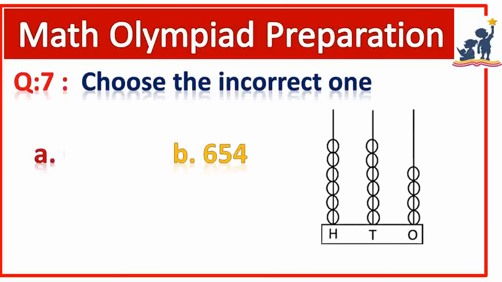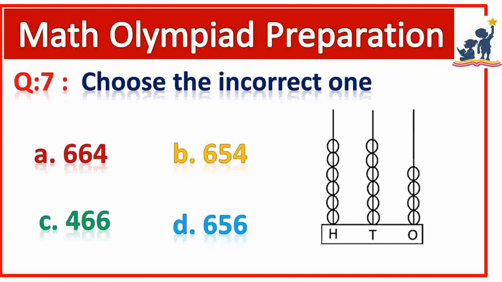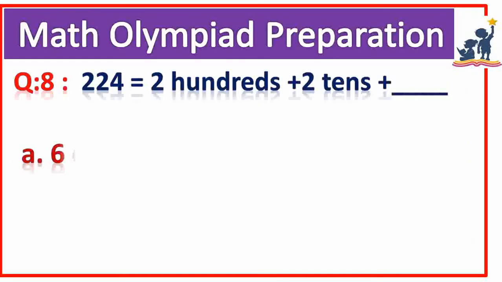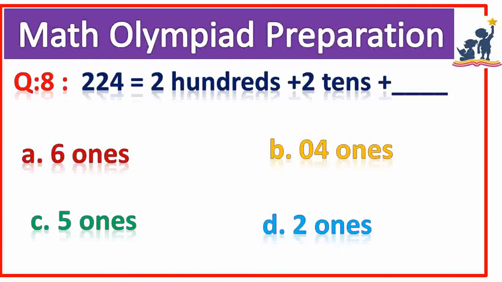Question number 7. Choose the incorrect one. Answer is 664. Correct. Very good. Question number 8. 224 is equal to 200 plus 20 plus dash. 4 ones. Yes, good. It is in expanded form.